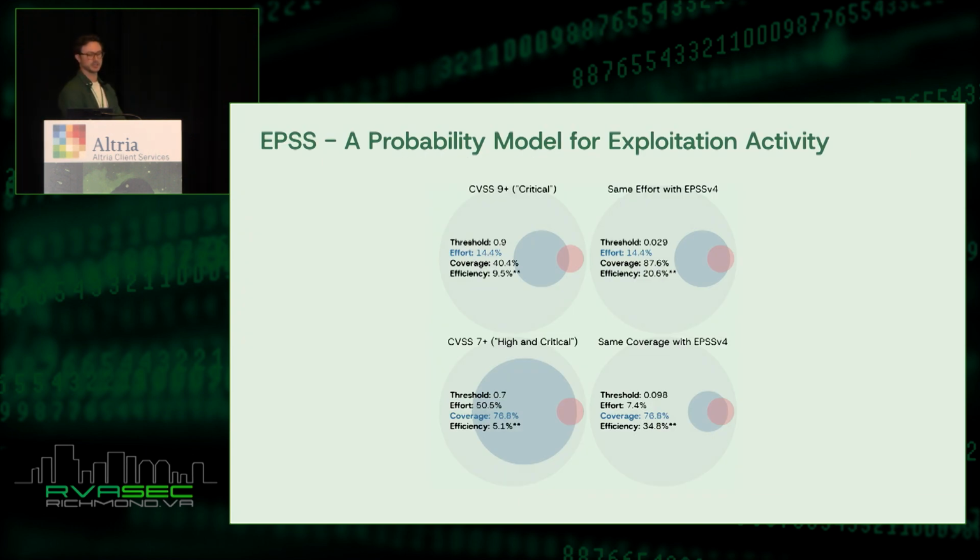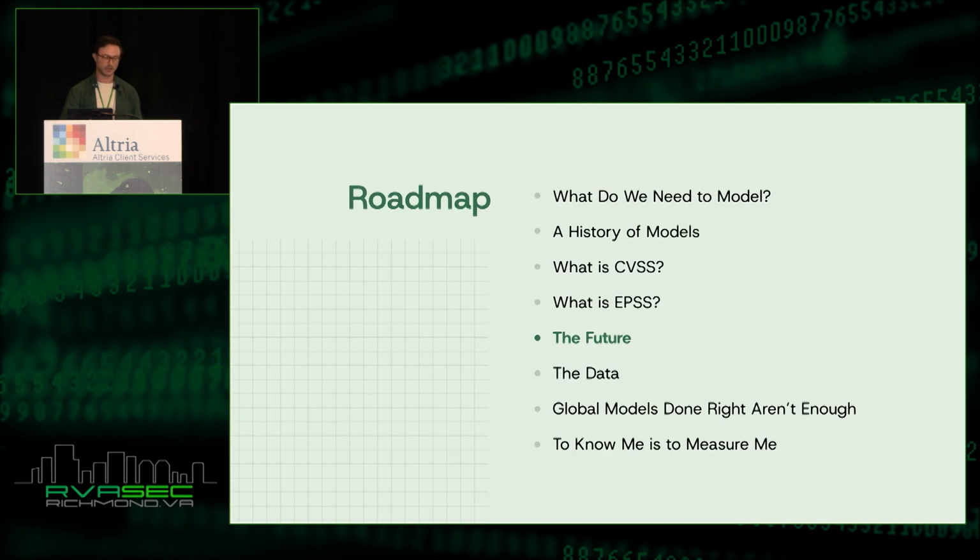Another way to think about EPSS is to think about not just effort comparisons, but to think about coverage comparisons. If I'm at an enterprise and I have a mandate to reduce risk by 75% or 76.8% in the example here below on those two bottom charts, then if I follow the CVSS high and critical strategy, I would do that by remediating half of the CVEs in my environment. I could also do the exact same amount of coverage or risk reduction with EPSS version 4 by remediating 7.4% of my known vulnerabilities. But if we remember, I am talking about why global models aren't good, not why they are good or which ones are good.